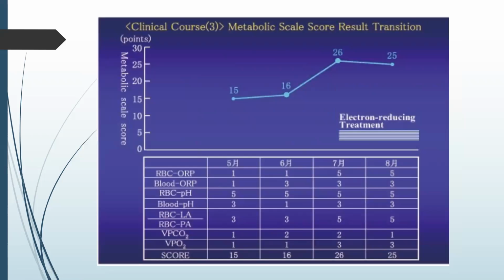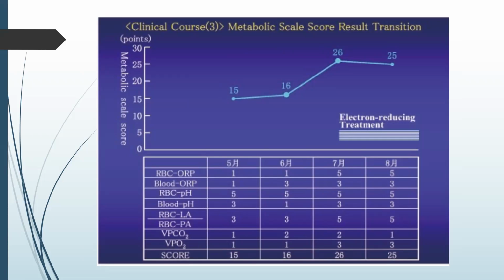Another thing is the metabolic score. For a normal person, it should be around 20-something. But for this patient, at first it was only 15 to 16, which is really low and means that the cell metabolism is very poor. The cells cannot burn the nutrients or convert them into energy, which is why he has all these complications: the cells are not healthy.